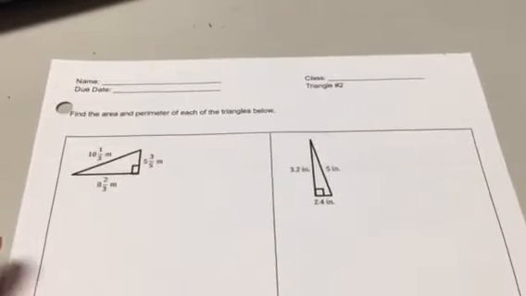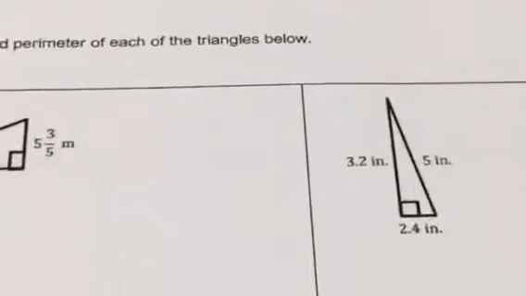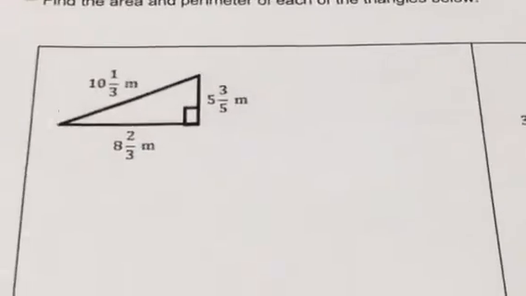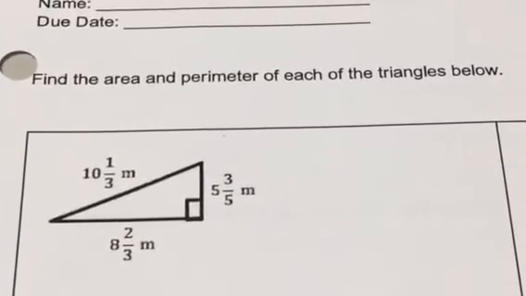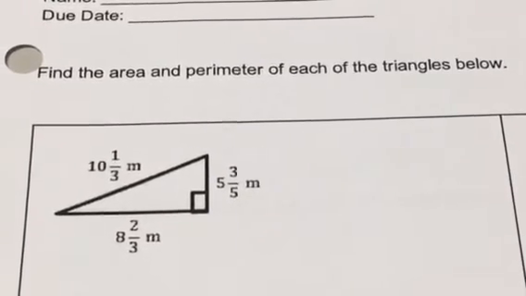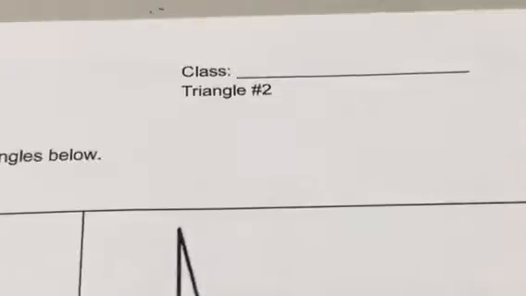All right, this is triangles number 2 homework. Let's take a look at the first triangle. The first triangle has a lot of fractions in it, and they're asking us to find the area and the perimeter. So when I see a triangle with fractions, I know that there's two different formulas.